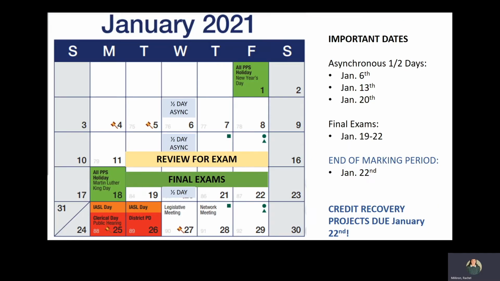Let's move on to our January calendar, something that we've been looking at over the past couple of days. We have entered the new year and we are nearing the end of our marking period. So today, January 6th, is a half day. Our morning classes were live and our afternoon classes will be asynchronous, meaning those classes in the afternoon will have assignments due, but you can do it on your own time independently. We do have a couple more of those throughout this month. The 6th, the 13th, the 20th, and the 27th is also a half day.